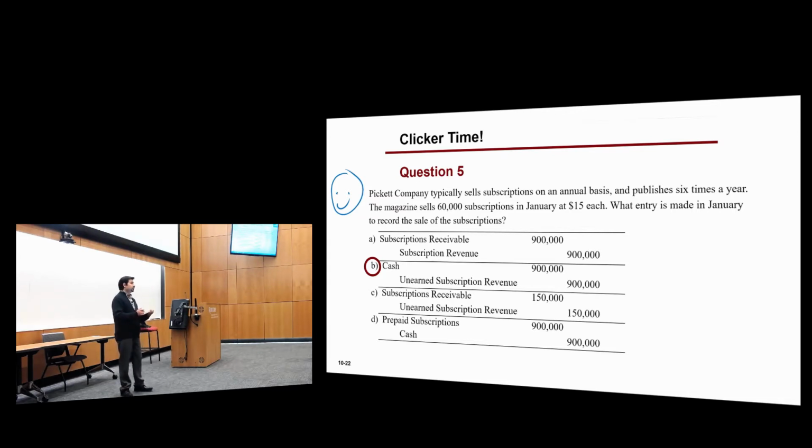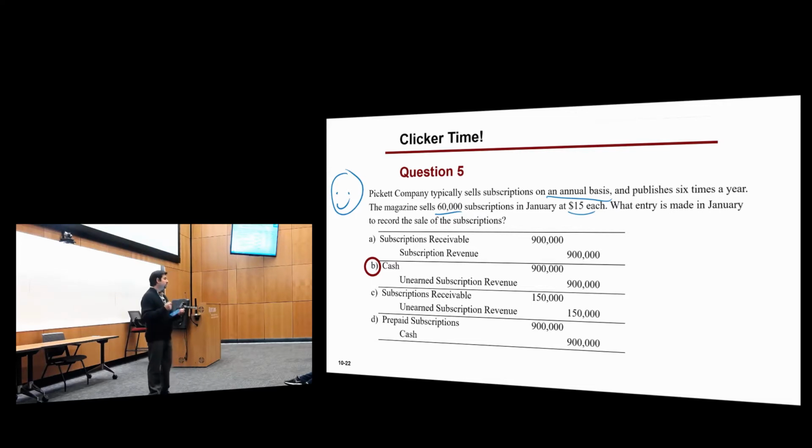Now, this is a typical problem again. They are selling the subscriptions on an annual basis. They publish 6 times a year, so they owe 6 volumes. Okay, the magazine sells 60,000 subscriptions at $15 each. What entry is made in January to record the sale of the subscriptions?